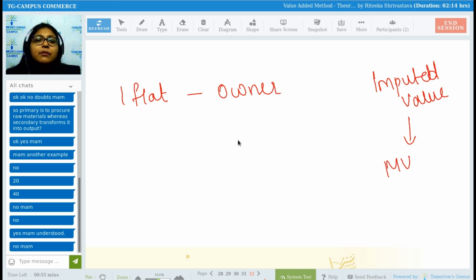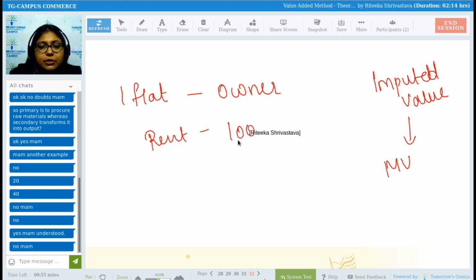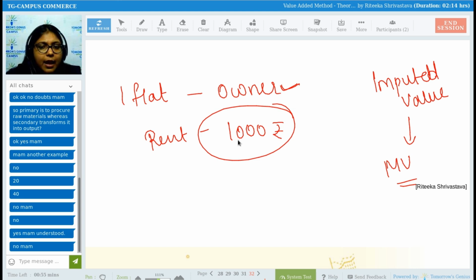How will we find the market value? We will understand what the rent going on for flats is in that locality, in that area. Or we will ask the owner himself directly what the rent of his house is. So he will say that at present the rent of my house is 1000 rupees. So even if the owner is living in that house, we can find out the imputed value of that house on the basis of market value. And then we will simply include this in national income. Very simple.